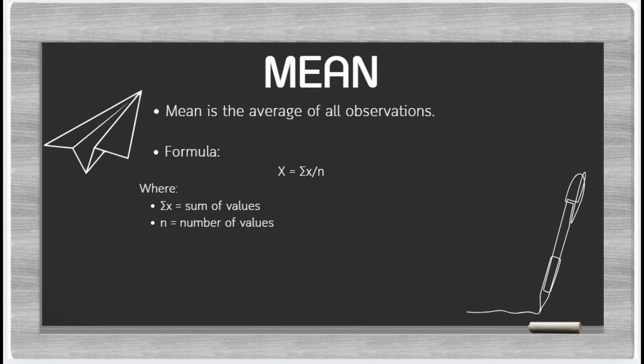Terms in this formula. x̄ represents the mean, the average value. Sigma, a Greek symbol meaning the sum of. It tells you to add everything together. x represents each individual value in your dataset. n, the total number of values you are counting.